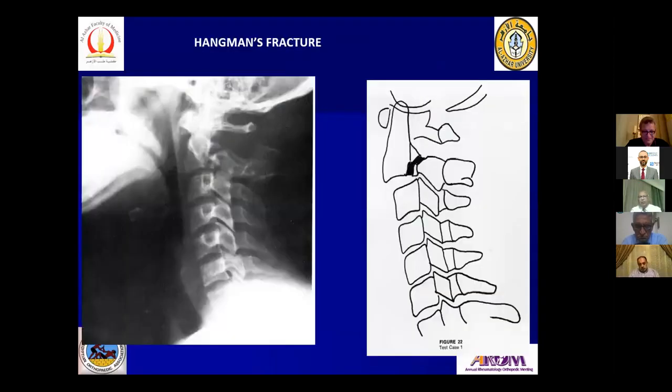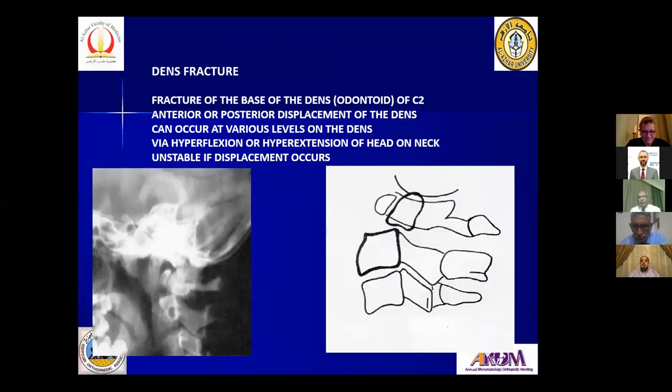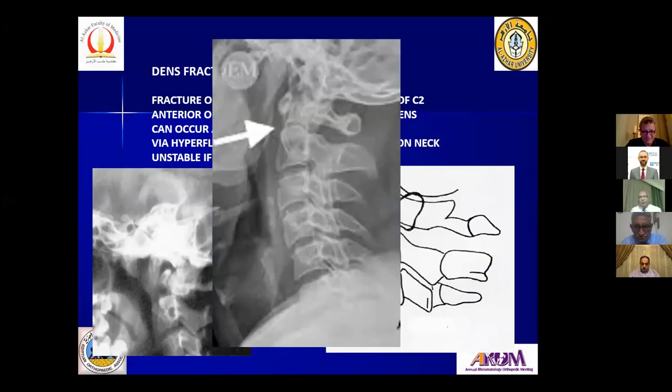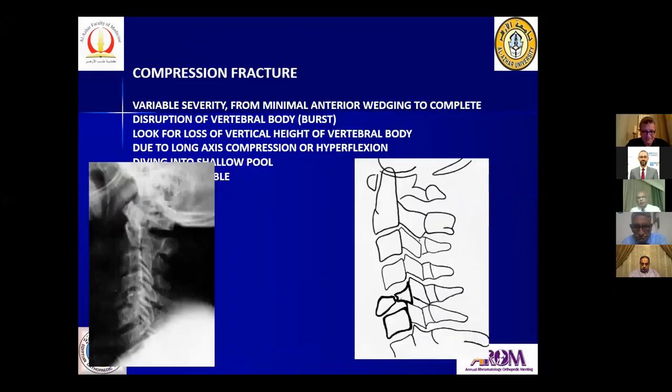What about the hangman fracture, which is a traumatic spondylolisthesis, occurring in the body of C2. Dens fracture is a fracture of the odontoid process, and it has 3 types, and you can also see it in the lateral view and in the transoral views. And this is an example of a dens fracture at the base. Compression fracture is an injury due to diving, for example, or overload on the head.